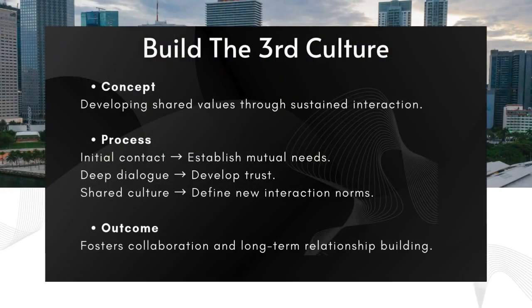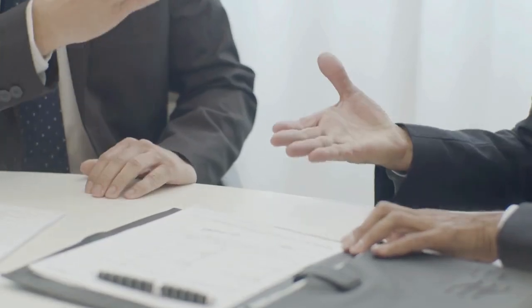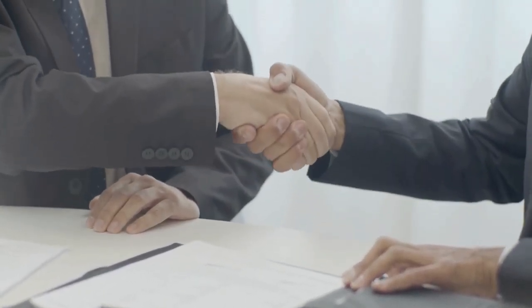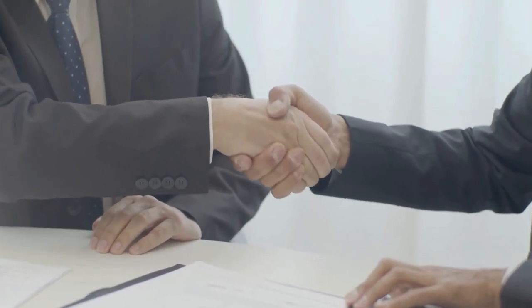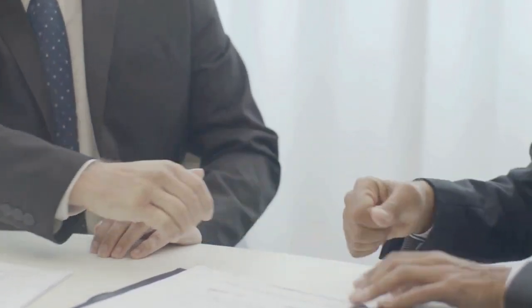Building a third culture. The concept of building a third culture emphasizes creating shared norms and values through sustained intercultural dialogue. This process begins with establishing mutual needs, followed by deeper conversations that foster trust and interdependence. The outcome is a third culture that combines elements from both cultures to create a framework for collaboration and mutual respect.